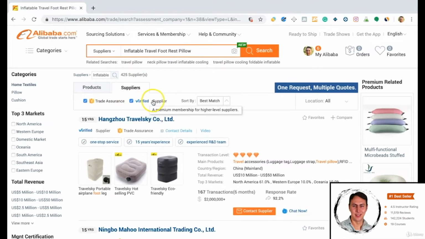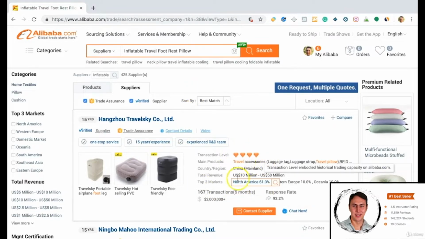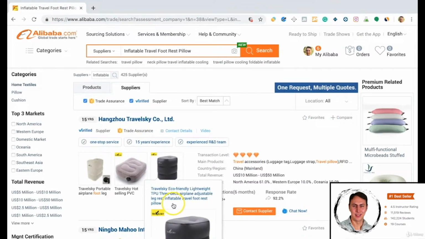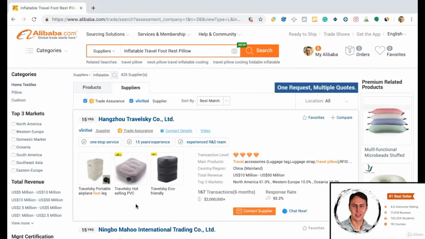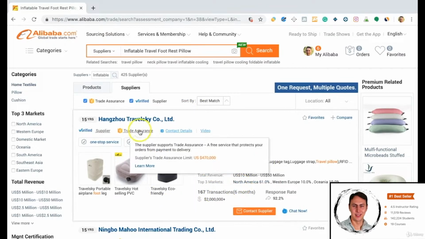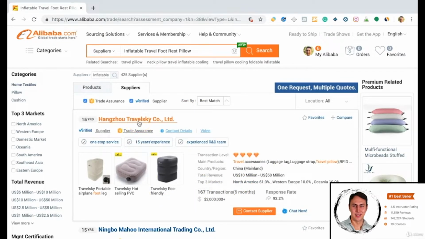I have already explained how to find manufacturers. We are marking the verified suppliers and the trade assurance buttons. This way, the number of suppliers decreases from 1,500 to 425. Then, according to the properties, we continue to decrease the number. After we enter the manufacturer profile, on the side we are choosing manufacturers who have the same or similar products to ours in their main product section.